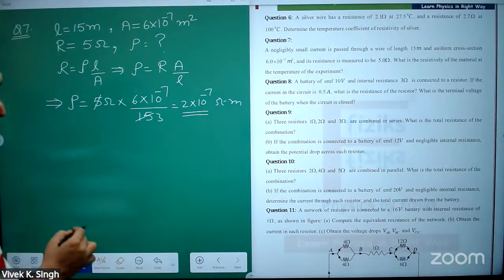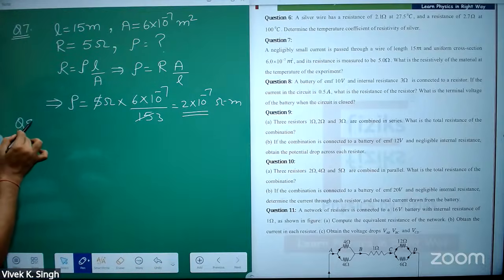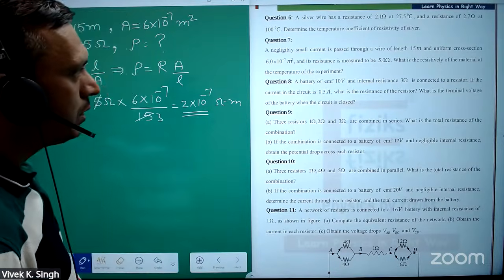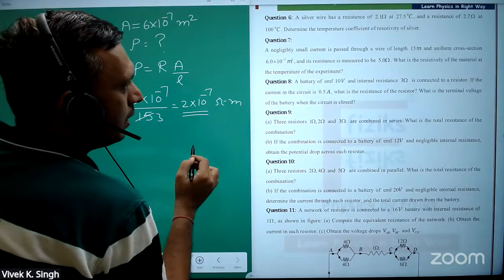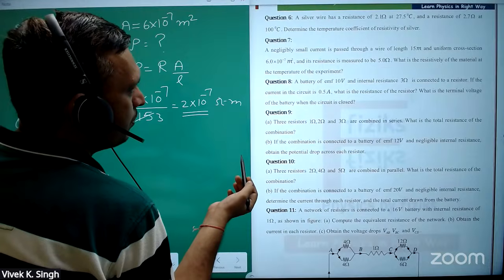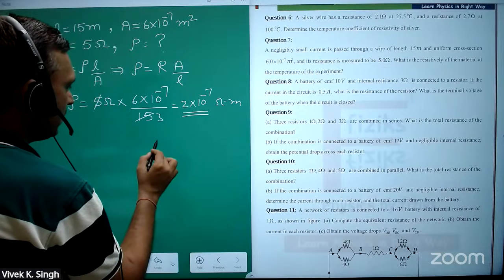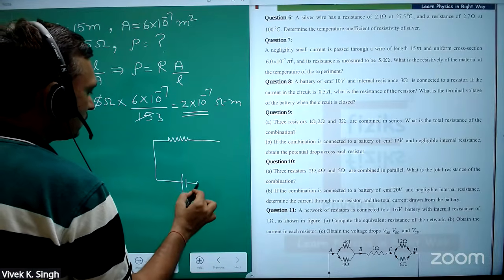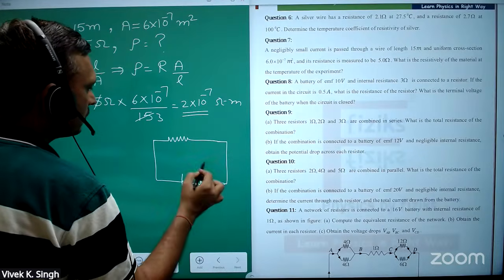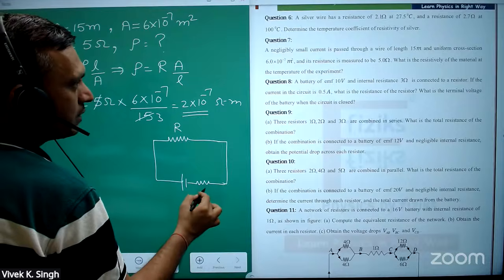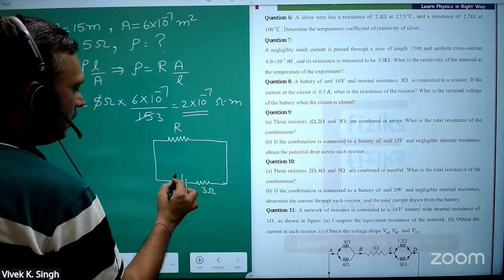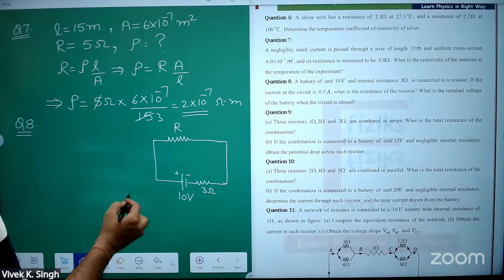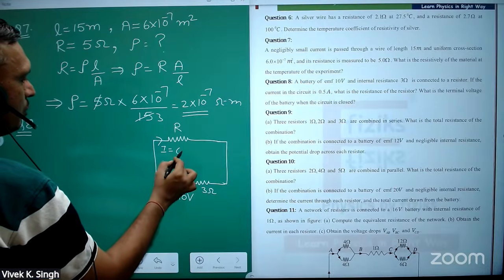Next is question number 8. A battery of EMF 10 volt is connected to a resistor. If the current in the circuit is 0.5 ampere, what is the resistance of the resistor? Simple question. Some resistance R is given. The internal resistance is given as 3 ohms, and this will be 10 volt. Current I is 0.5 ampere.